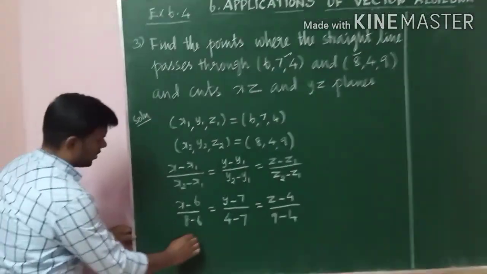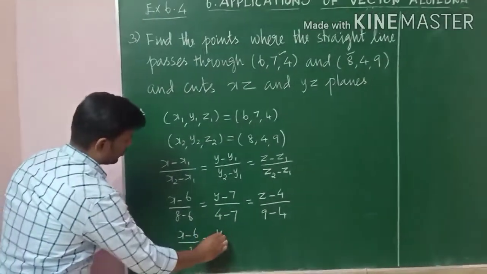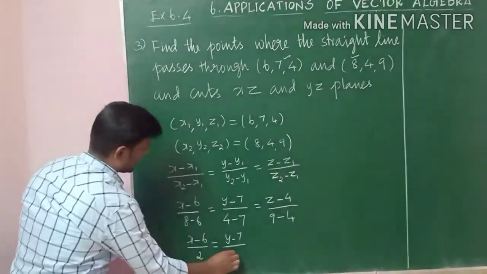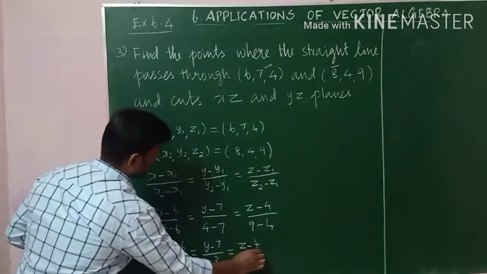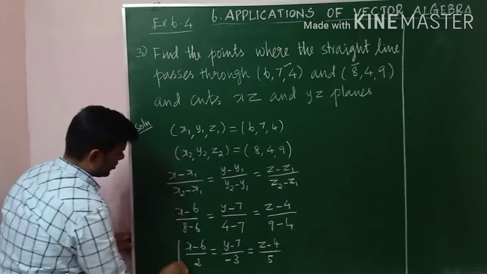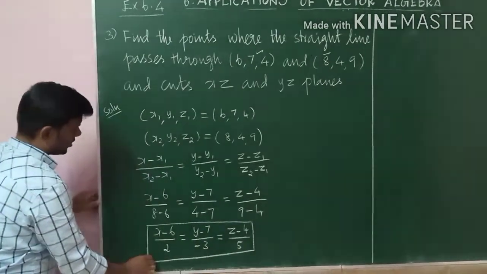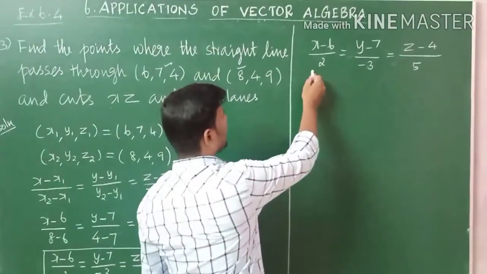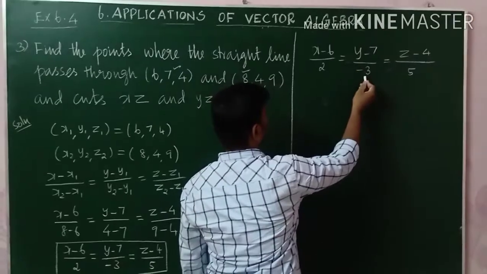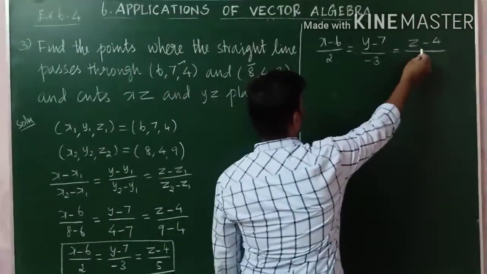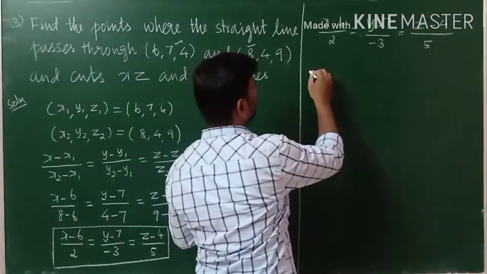So we have (x - 6)/2 = (y - 7)/(-3) = (z - 4)/5. So this is the required equation of the straight line passing through the 2 given points. So the line is (x - 6)/2 = (y - 7)/(-3) = (z - 4)/5. So any point on the line is of the form what?